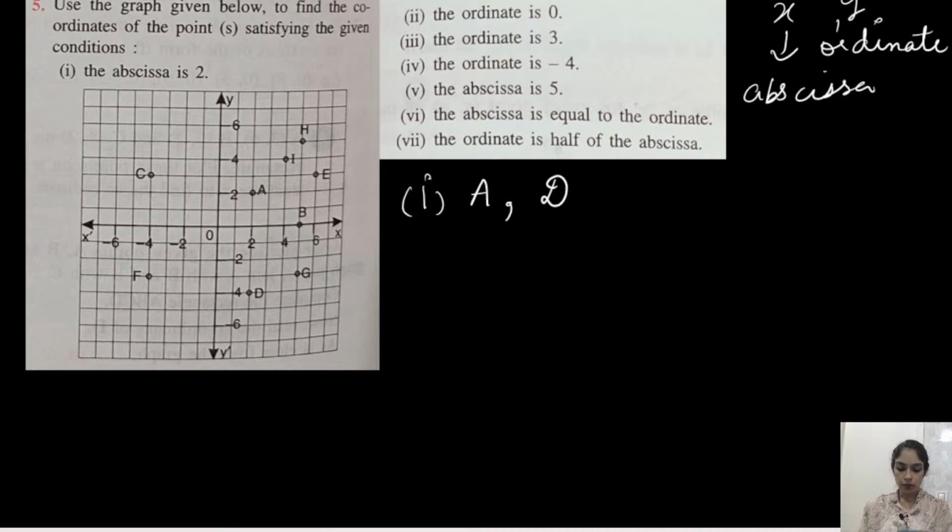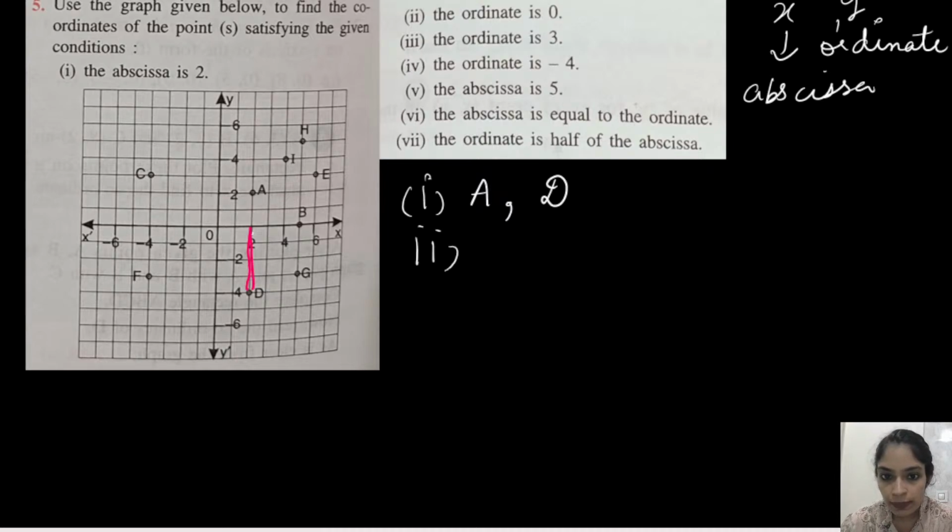So only vertically or horizontally you have to see. Yes, Sahana has given the answer A. But point D is also, if you see point D, the value of D's abscissa is also 2. So I'll just highlight with this D. You can see here with pink color I am highlighting. So opposite to point D, if you see its value on x-axis, it is 2. So that means D's abscissa is also equal to 2.